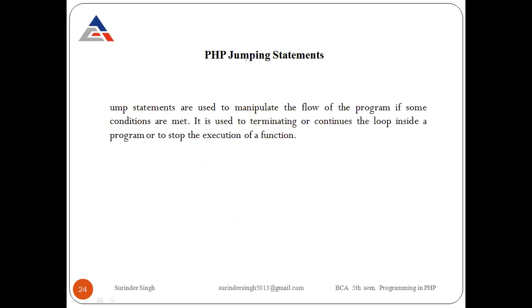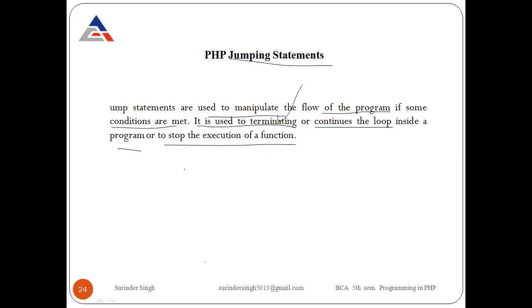Now we have jumping statements. Jumping statements are used to manipulate the flow of the program if some conditions are met or not met. They are used to terminate or continue a loop inside a program, or to stop the execution of a function. Why is it called so? Because it transfers the control from one portion of the program to another portion. Clear?